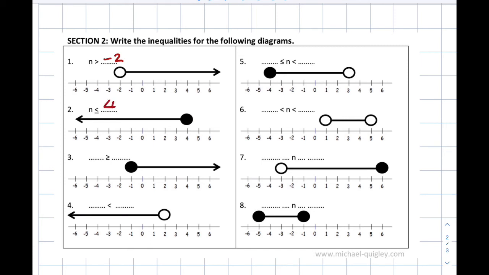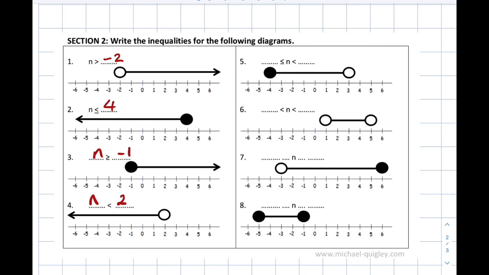Okay. For number 3, we've got a circle filled in to represent -1. So we're looking at values which are -1 and greater than -1. So all the values which are greater than or equal to -1. For the next one, we're looking at all the values which are less than 2.